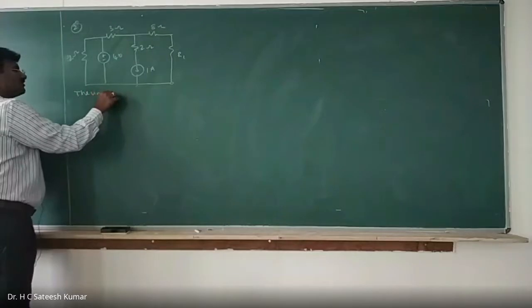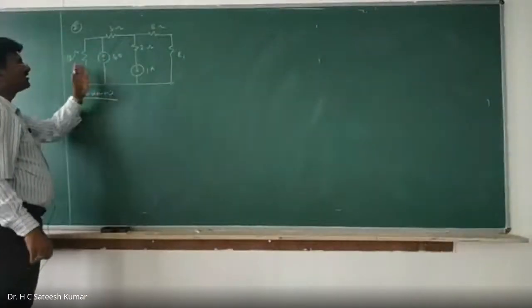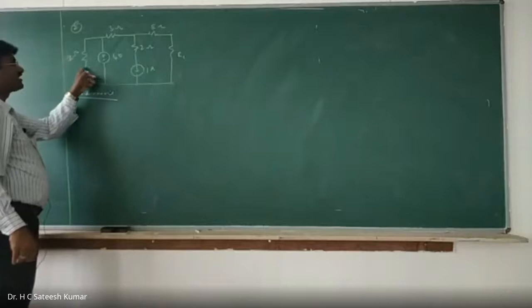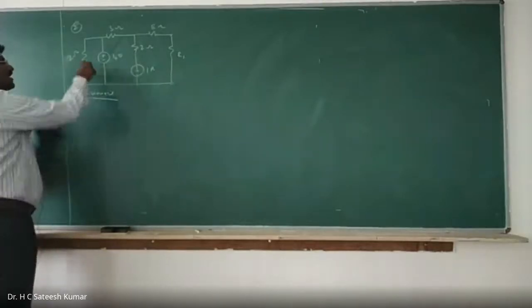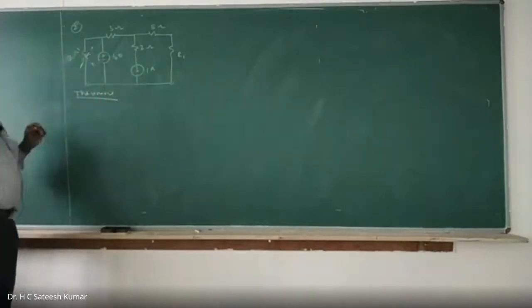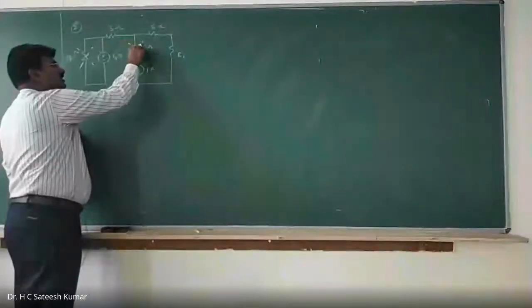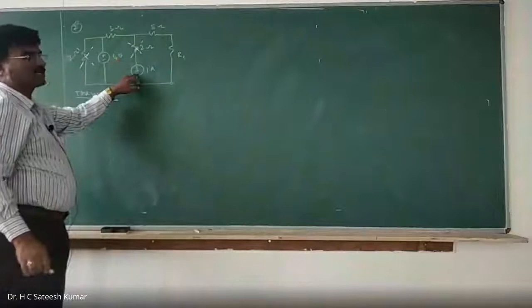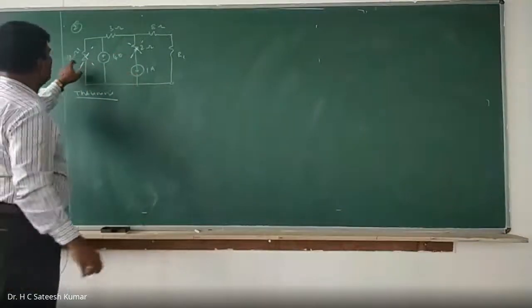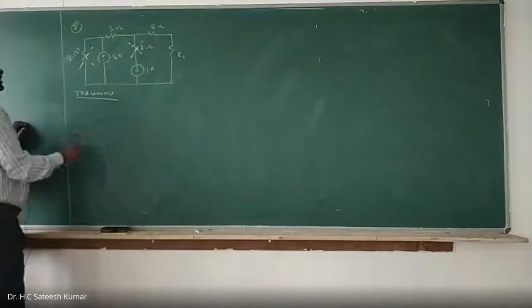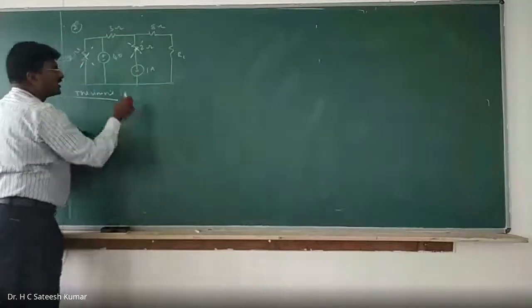Before going to the Thevenin's, we can simplify to a certain extent. Any resistance in parallel with the voltage source will become redundant. This we can remove as it is. Any resistance in series with the current source also will become redundant. Resistance in series with the current source, this will become short circuit, and this will become open circuit. Rewrite that, remove the load and write down the Thevenin's.